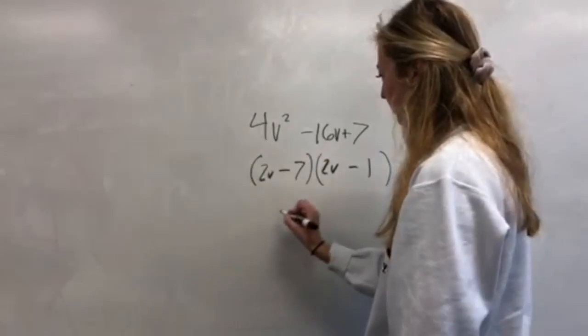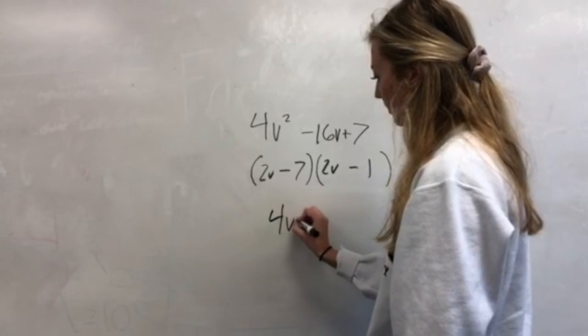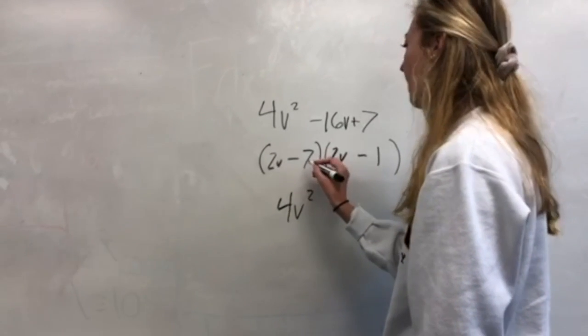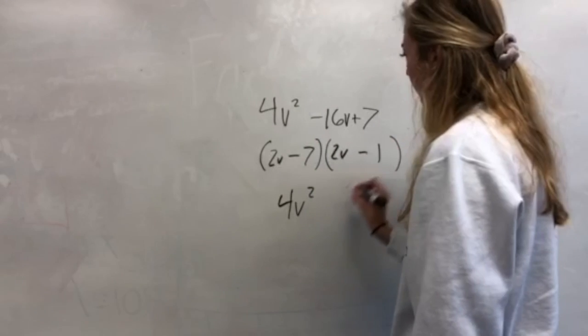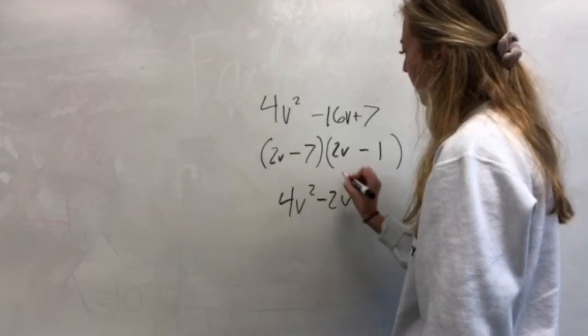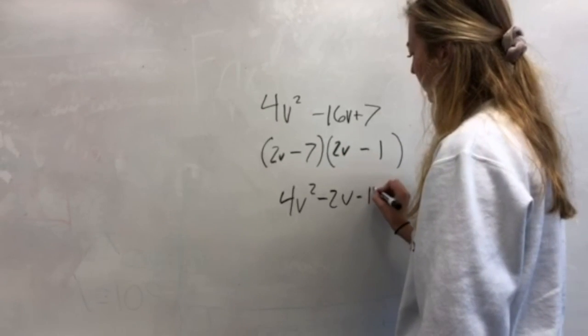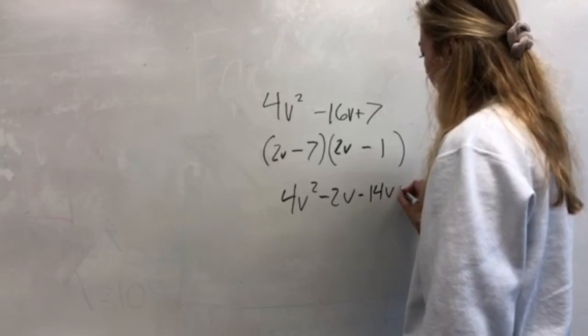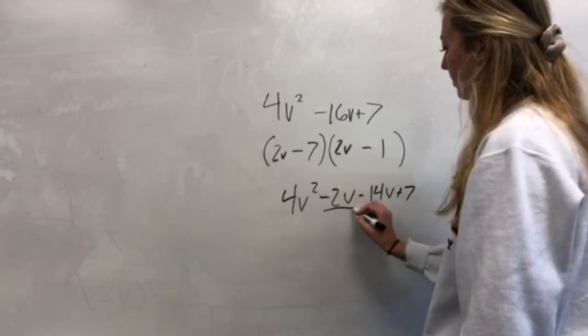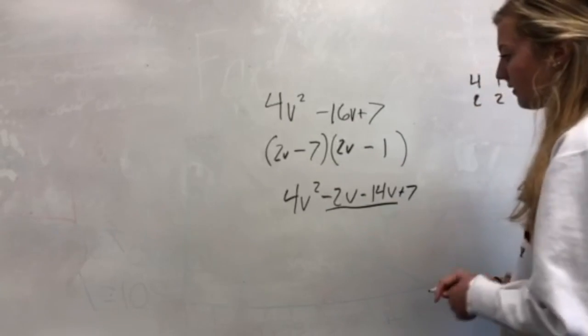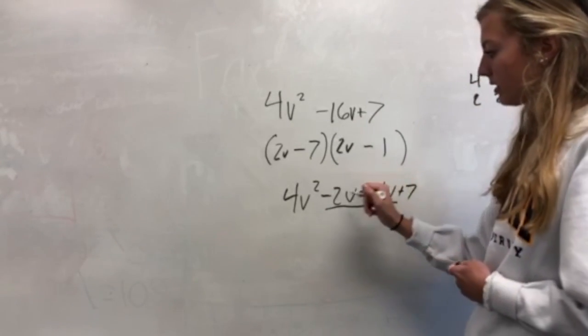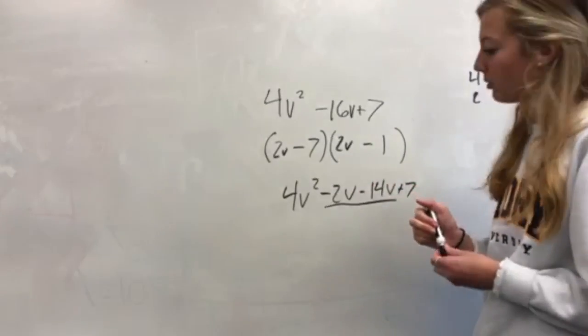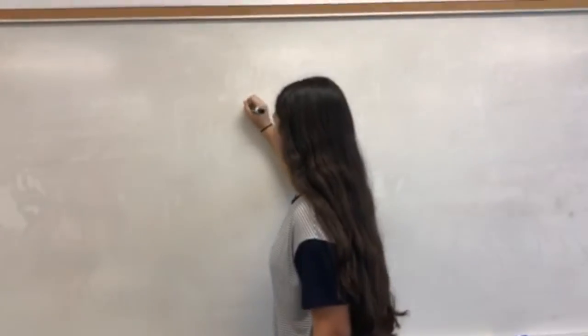Okay, and now we're going to check our work. So 2 times 2v is 2v squared, and then 2 times -2v, then -14v plus 7. Then you add these two together, which equals -16v, because -14v plus -2v equals -16v, so it works. Just factoring formulas.